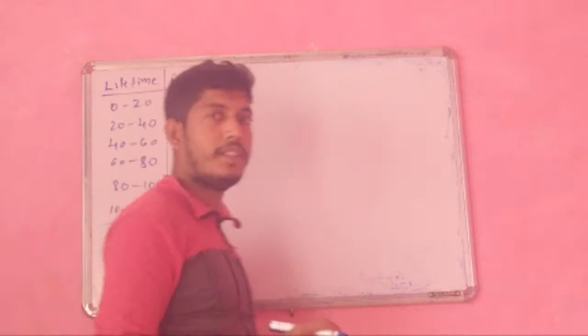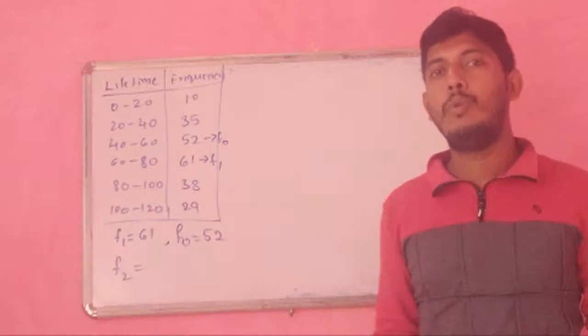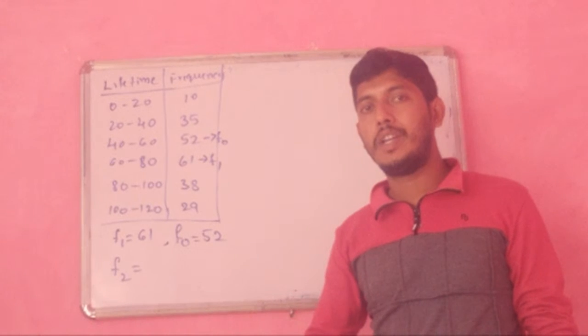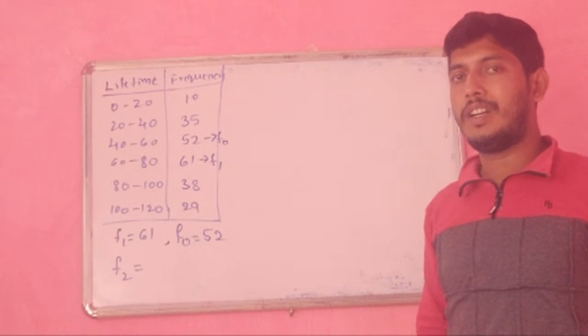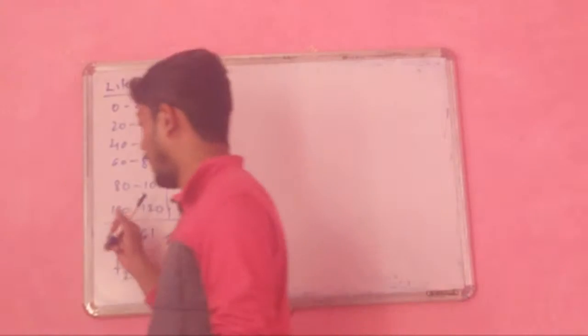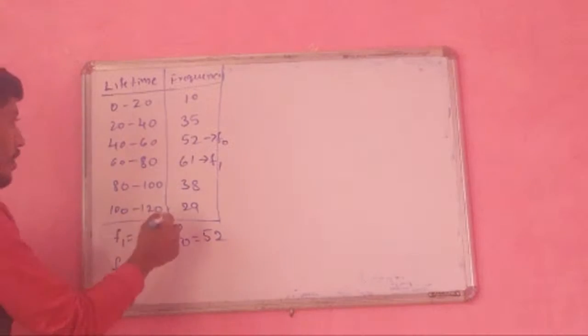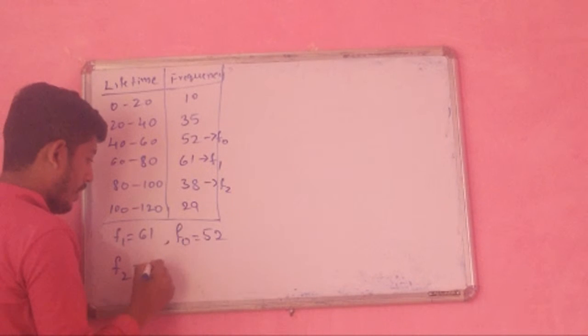Next, I have to find the f2 value. f2 means the frequency succeeding the modal class, that means the frequency which is present after the modal class frequency, and that is here f2. That is 38.